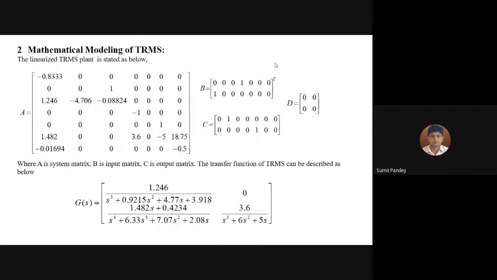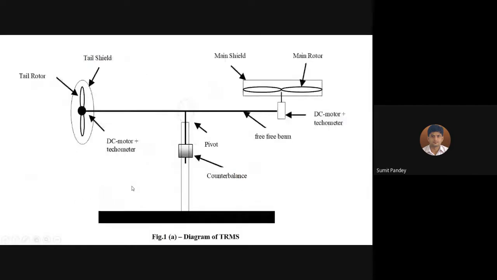So first we take the mathematical modeling, then we linearize it, and we get a transfer function in this form that is written as G(s). This is the transfer matrix of the twin rotor MIMO system, that is known as TRMS. Here, this transfer function is 1.246 upon s cube plus 0.9215 s square plus 4.77 s plus 3.918. This is the main rotor transfer function, meaning first input and first output.